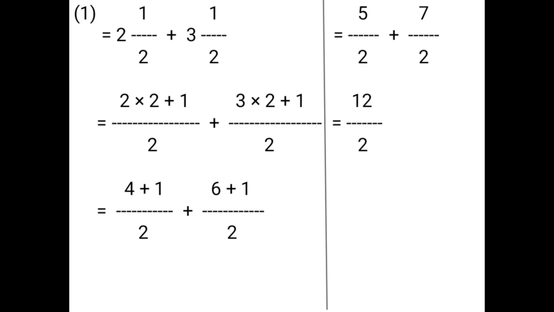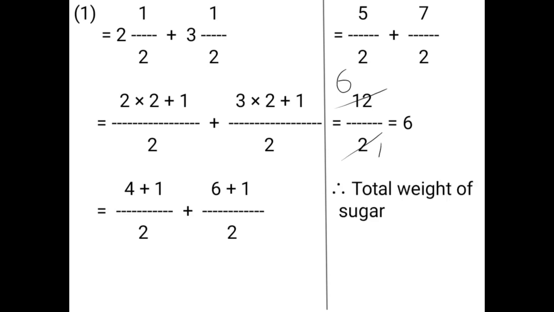Now you can do the cancellation. 2 1s are 2, 2 6s are 12. That is 6 upon 1 is 6. Therefore, total weight of sugar is equal to 6 kg.